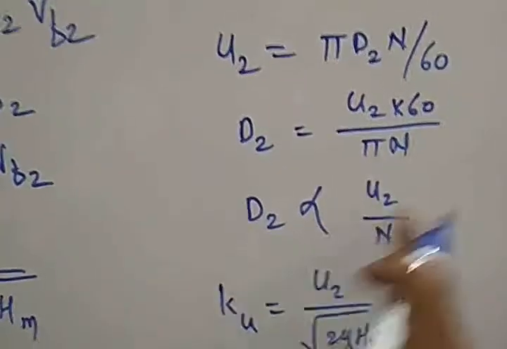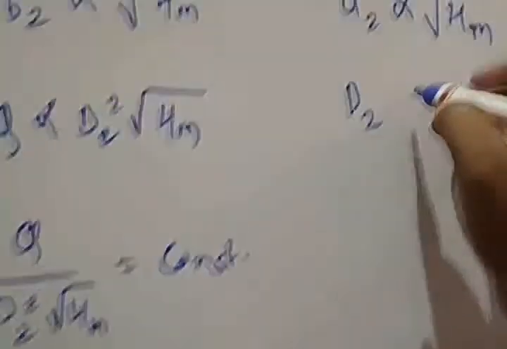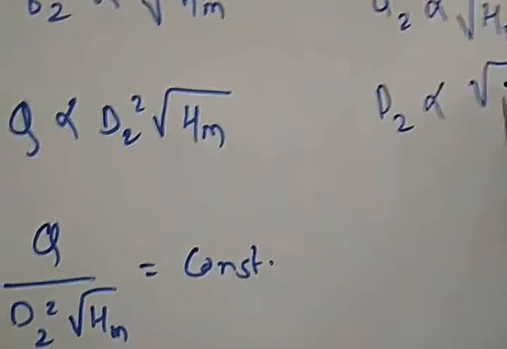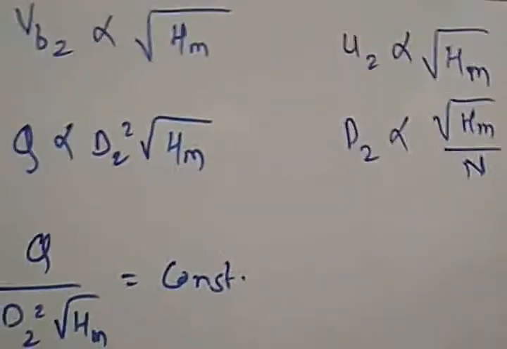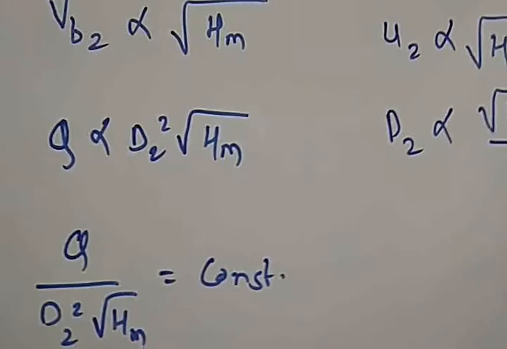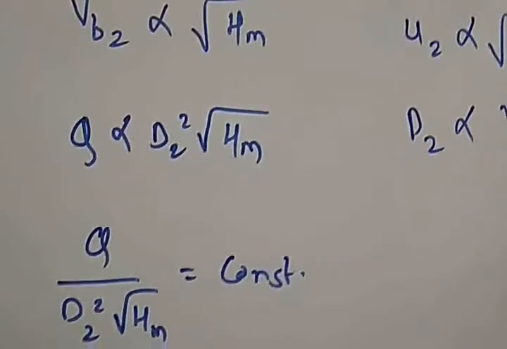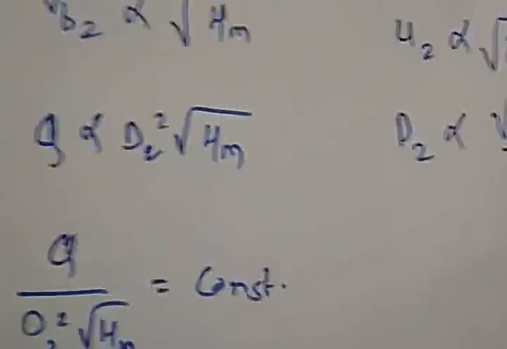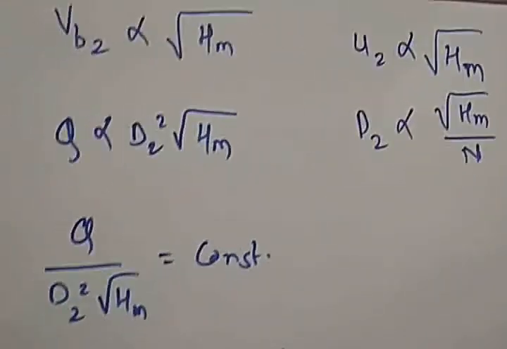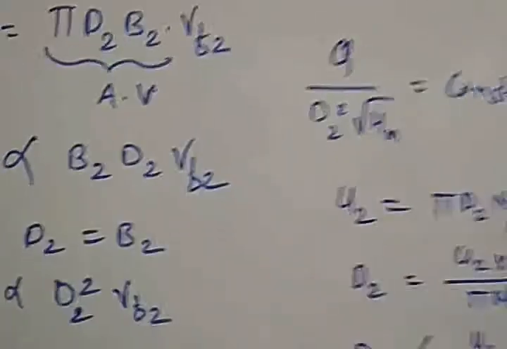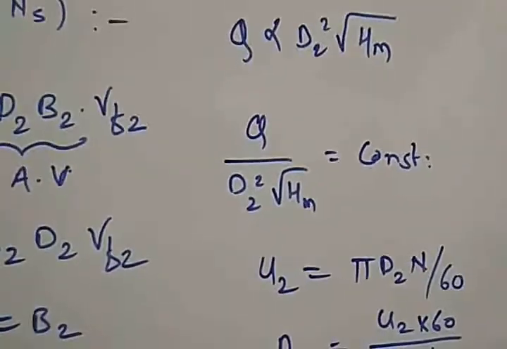Now d2 is proportional to u2 by n, hence I can write d2 is proportional to under root of hm divided by n. Okay, so now we'll put this d2 value in this particular equation, q upon d2 square upon under root of h.